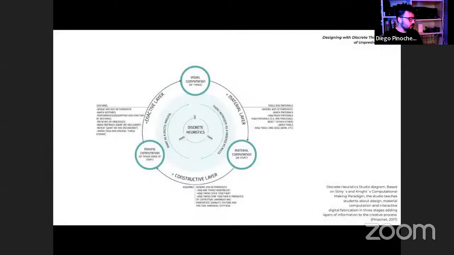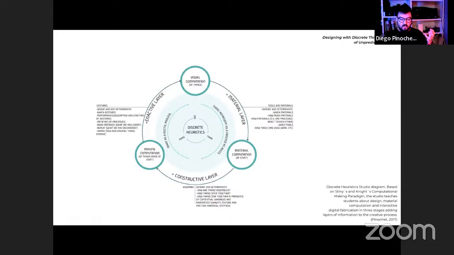And this is why I developed, probably about 5 years ago, a methodology that took this idea of computational making, a term that was coined by Terry Knight and George Stiny. Terry Knight is my advisor for my PhD, and she was also my advisor for the master's at MIT, about this idea of designing with discrete things made of unpredictable stuff, right? We're always dealing with ambiguity, not only in our heads, but also within the design context where things are happening.